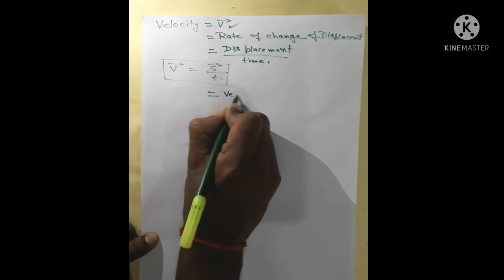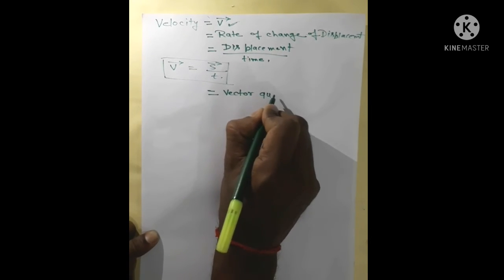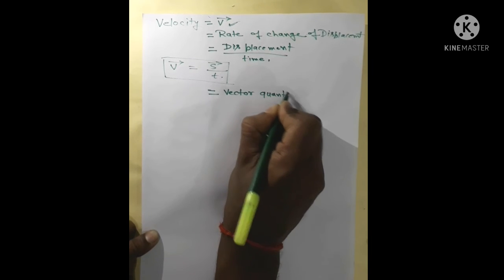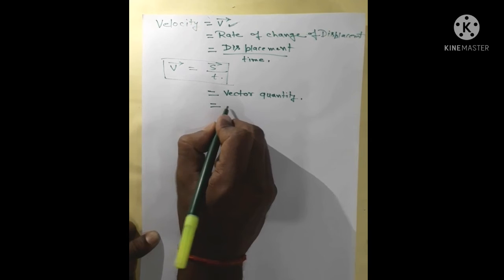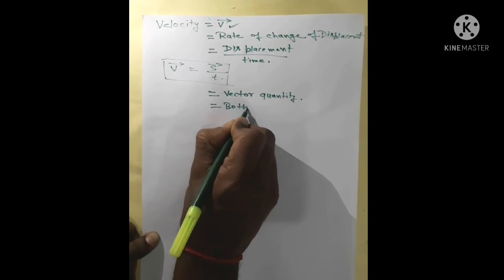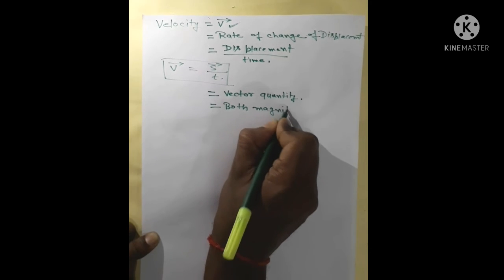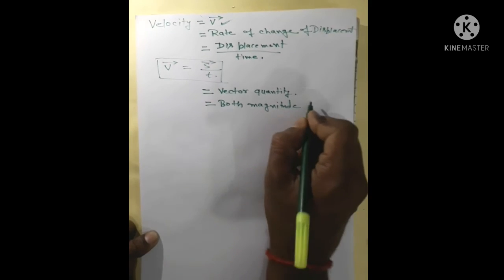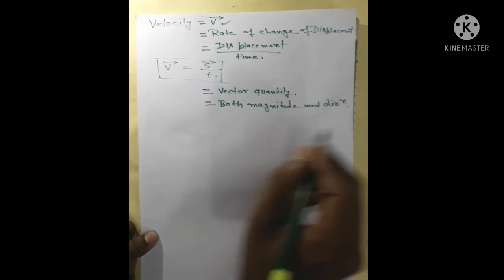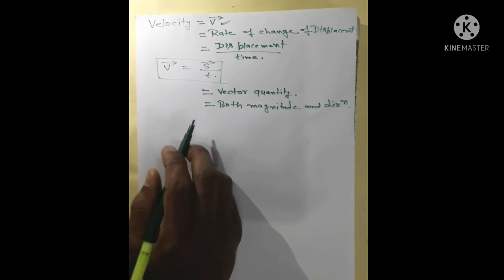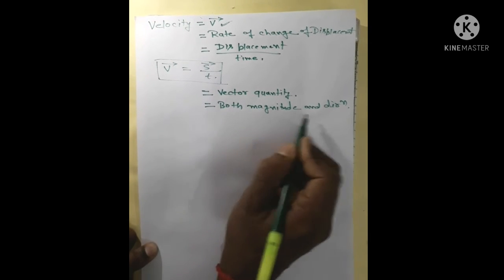Velocity is a vector quantity. Vector quantity means both magnitude and direction. Velocity has magnitude and direction.